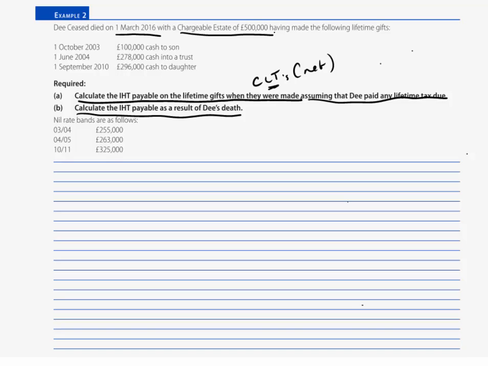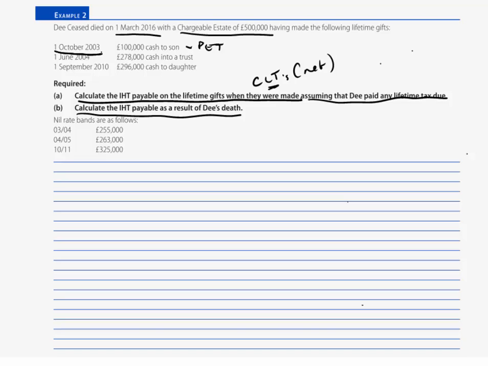Our focus of attention is of course on these lifetime gifts. So what have we got? Read through the question as we would in the situation of the real exam, noting up on the question page the types of transfer we're dealing with. So 1st of October 03, £100,000 cash to son. Gift in lifetime to son, that equals a PET.